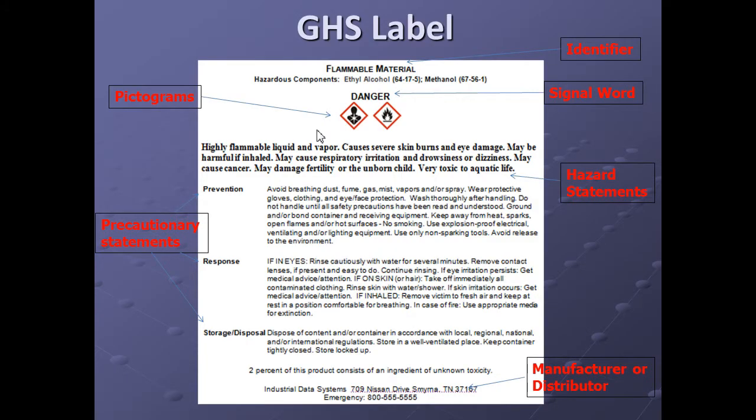GHS labeling. We're going back to the GHS after those 3 quick slides. Now we're going to finish up the rest of this portion with your new labeling. This is what the labels are going to look like when you get them. On top will be your identifier. It'll tell you what it is, for example this one is ethyl alcohol and methanol, and that it's flammable. That's your identifier. Then it's your signal word, which is danger or warning. Those are your 2 signal words. Then it's going to show you a picture.